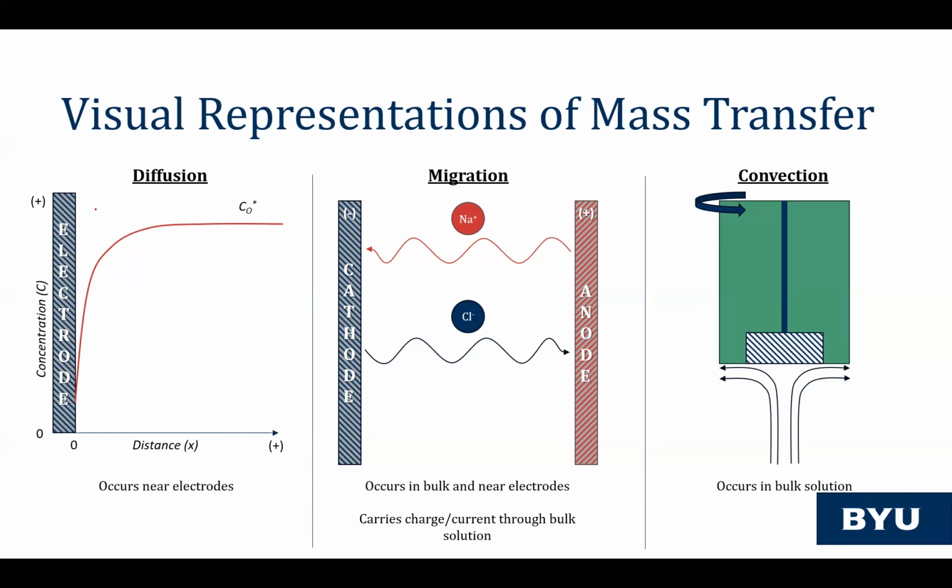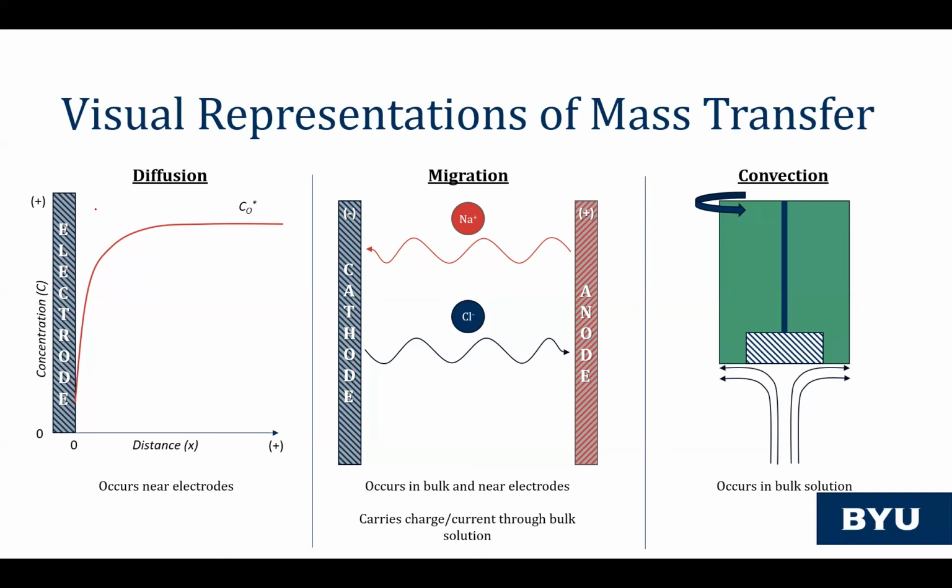Migration is the response of charged particles to an electric field. And so we can see here that this sodium cation migrates towards the cathode, which has a negative charge. And then the chlorine anion migrates towards the anode, which has a relative positive charge. So migration occurs both in the bulk and near electrodes. And migration is what's responsible for carrying the charge or the current through the bulk of the electrolyte.